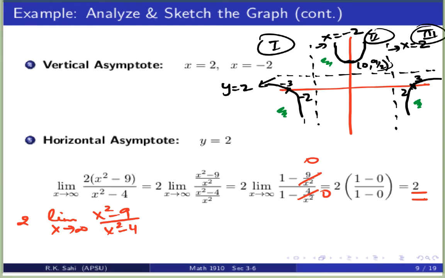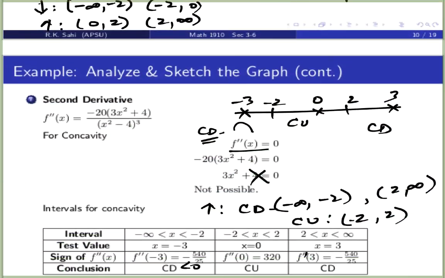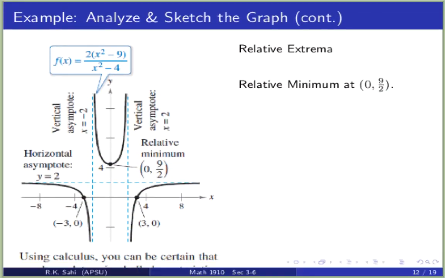Okay, so let's look at what we actually have. This is how the graph looks like. A relative minimum at (0, 9/2). A horizontal asymptote at y equals 2. Vertical asymptotes at x equals minus 2 and x equals 2. And it is concave down outside, and concave up between minus 2 and 2.